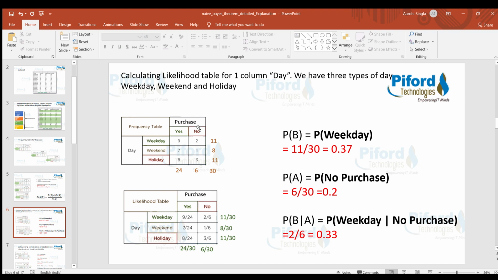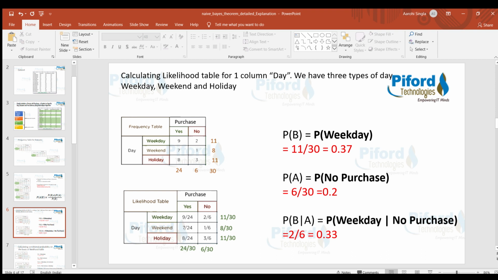In the same way, how many no's were there for purchases? 6, right? So what we are saying here is that in this data I have 30 records, and this whole problem is solved on the basis of those 30 values only. Out of those 30 values, 6 were not purchased and 24 were purchased.